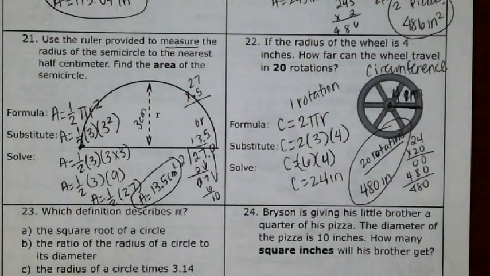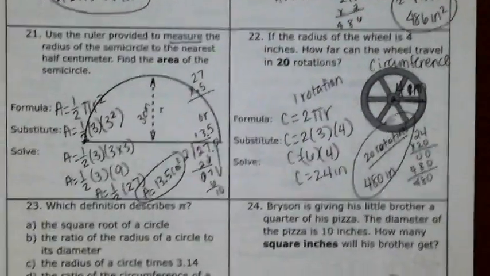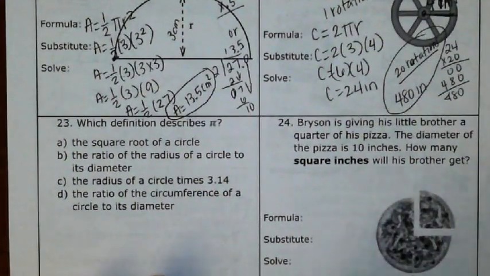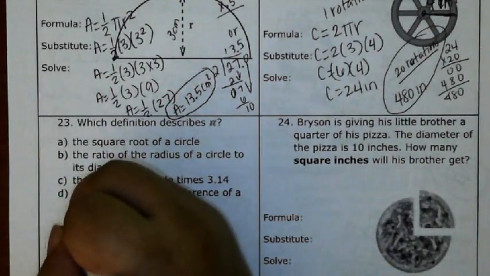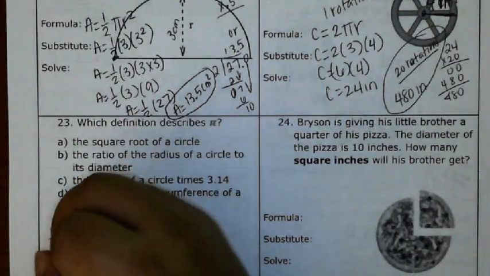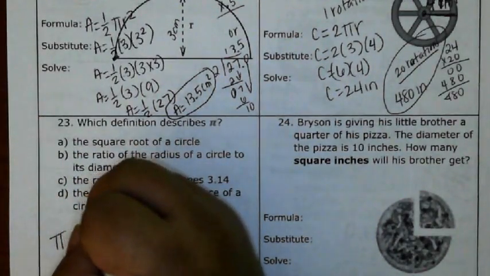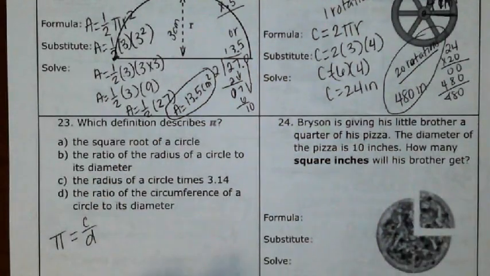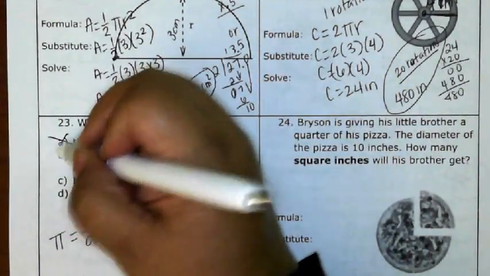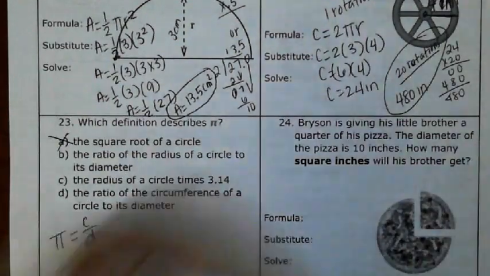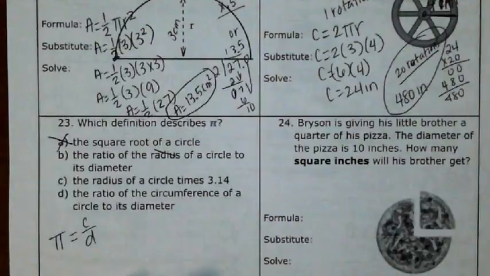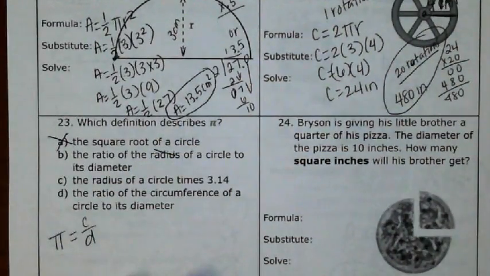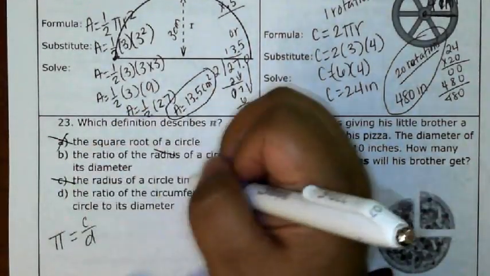Which definition describes pi? Remember, the pi formula is pi is equal to circumference divided by diameter. The square root of a circle? Absolutely not. The ratio of the radius of a circle? There's nothing about radius in this formula. The radius of a circle times 3.14? Again, nothing about a radius. The ratio of the circumference of a circle to its diameter? Circumference to diameter? Yes.